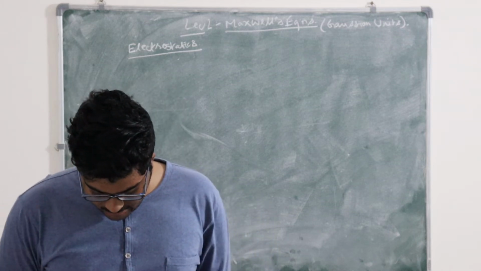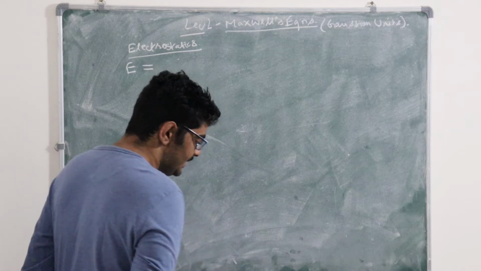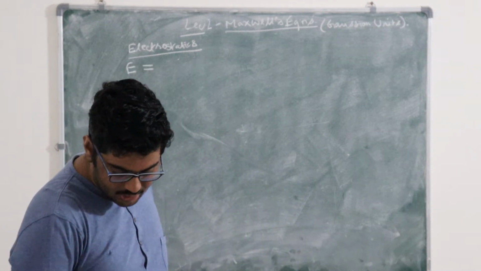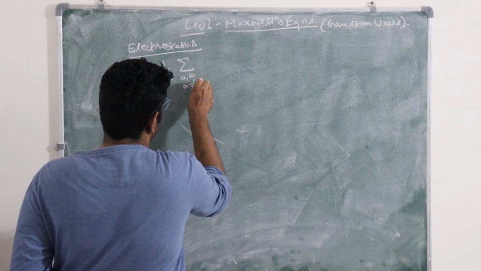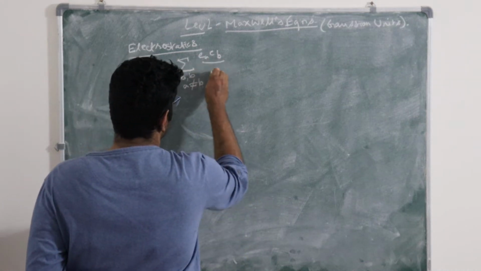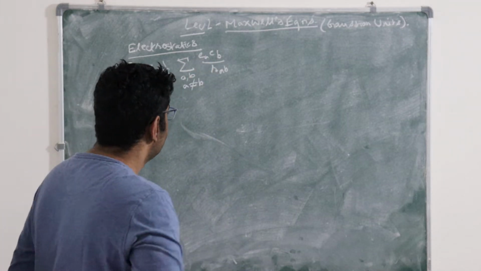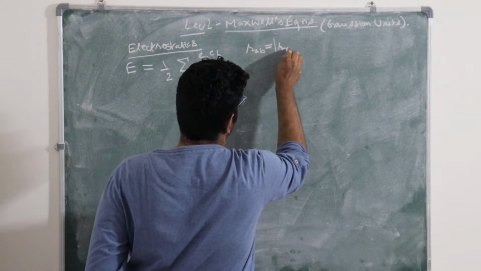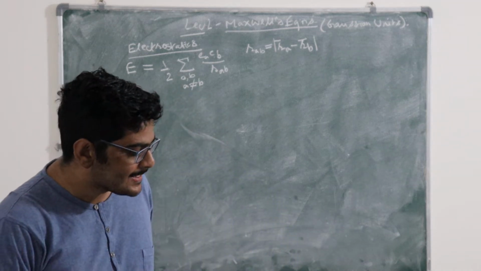So the interaction energy in an otherwise empty space consisting of charges, or in a vacuum as you should call it, is equal to half summation over A and B, A not equal to B, e_A e_B divided by R_AB, where e_A is the charge of the Ath particle and e_B is the charge of the Bth particle, and R_AB is the separation between the Ath and the Bth particle.